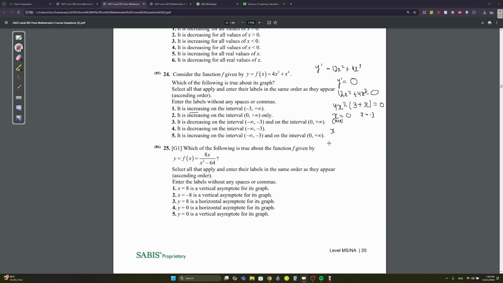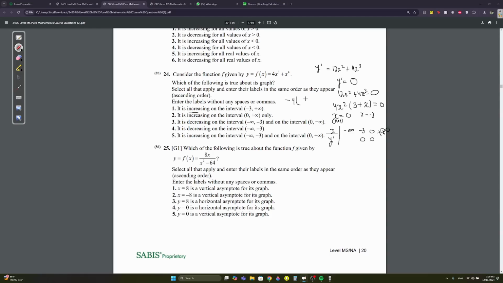So you're going to go x and then y prime. I'm going to put negative infinity, positive infinity. What are my roots? Minus 3, 0. We know it's 0 at those values. Before minus 3, let's try a point. Let's try minus 4.